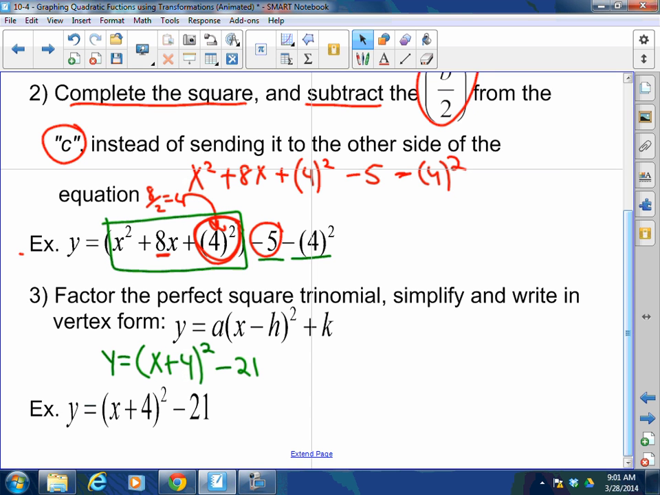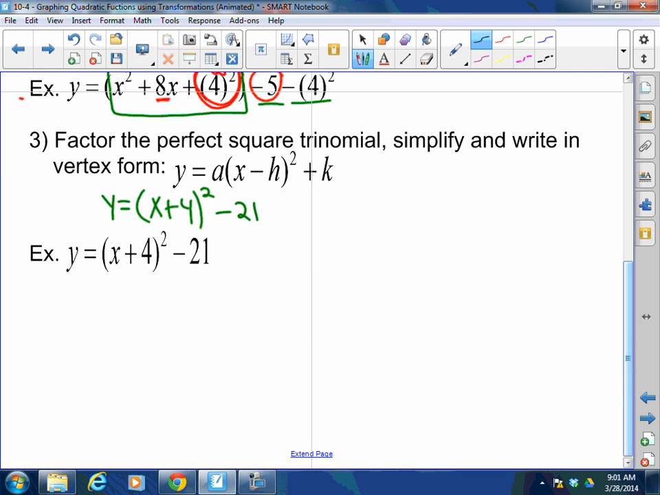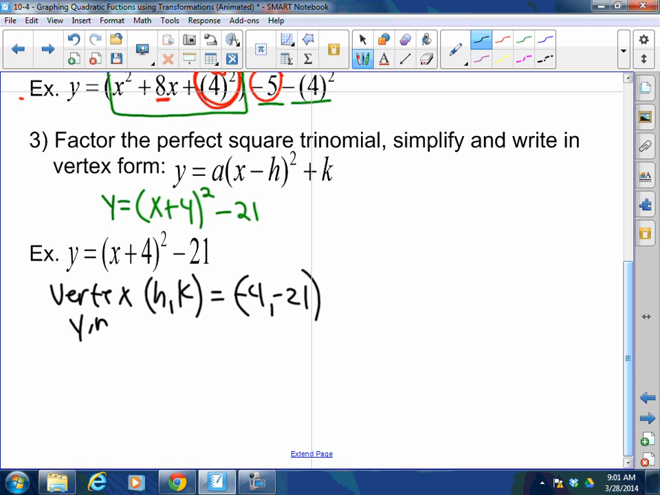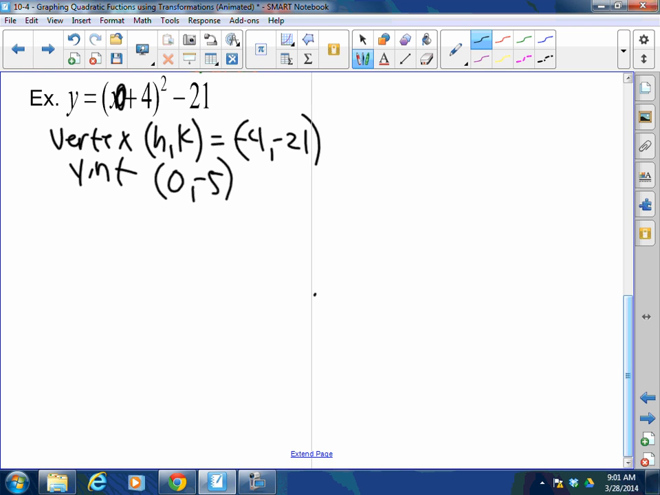And guess what? You're done. Now, what's my vertex? Remember, my vertex is my (h, k), right? So my vertex is negative 4, negative 21. What's my y-intercept? When x is 0, what's 4 squared? 16 minus 21? And that's it. Now we can graph this.